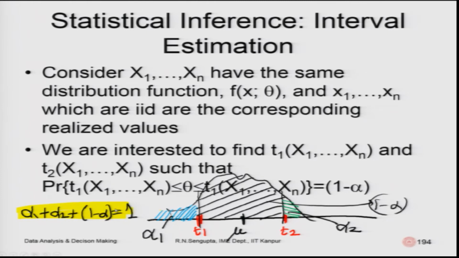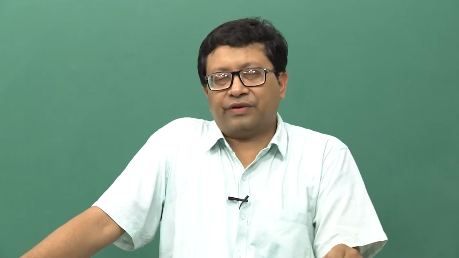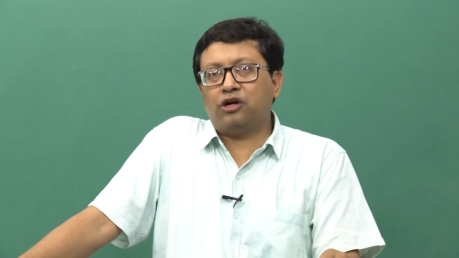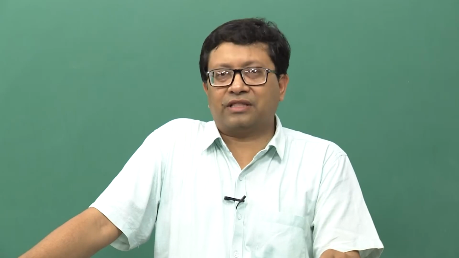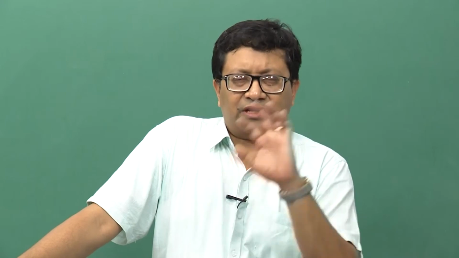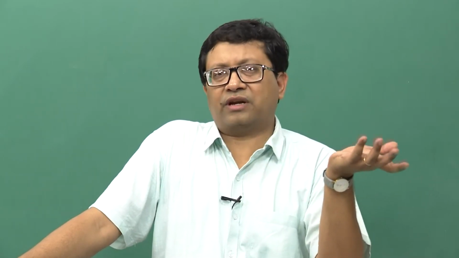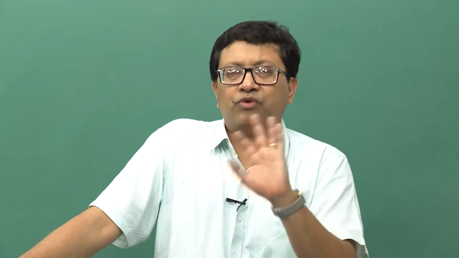But the beauty is that we considered a symmetric distribution and we considered alpha 1 and alpha 2 to be equal, each equal to alpha by 2. So, that means the central portion will be 1 minus alpha, and the portions to the left of the LCL and to the right of the UCL would be equally divided.